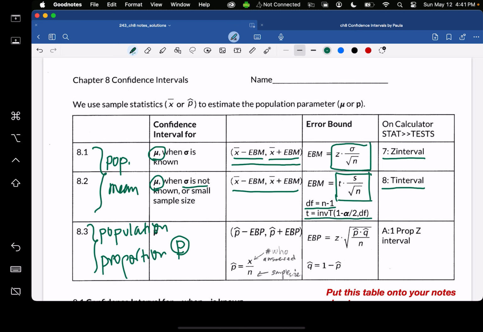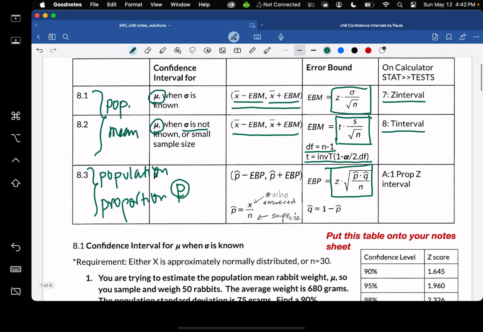This table is just summarizing all of the information. When we get to the population proportion, then we'll go through this process again. It's kind of similar and kind of different. There, instead of an EBM, we'll have an EBP, and this is the formula for that margin of error. And so we'll deal with that later. First, let's just look at the rest of this page.